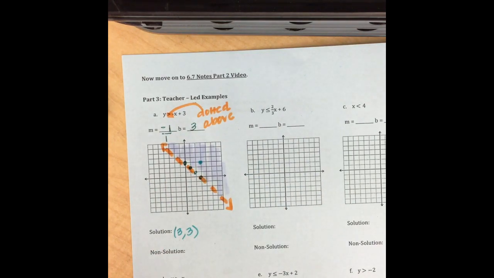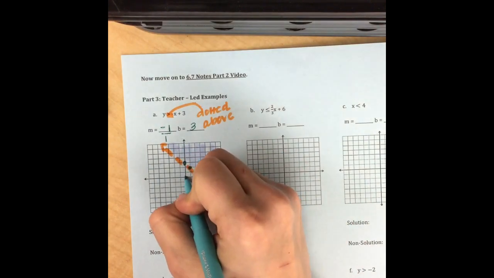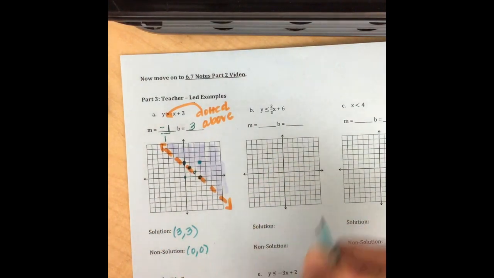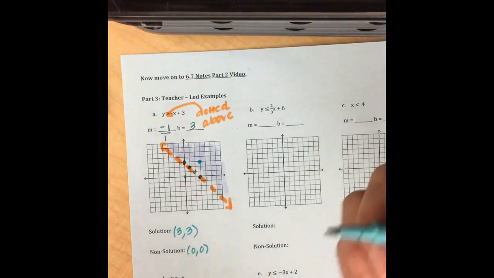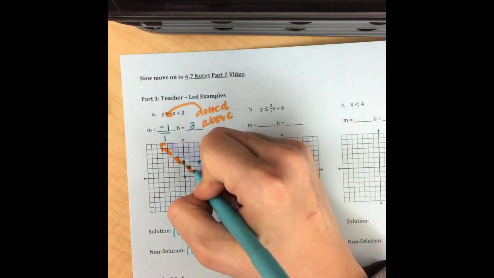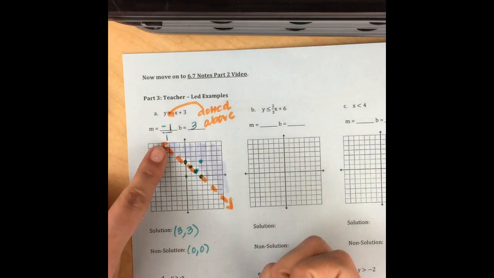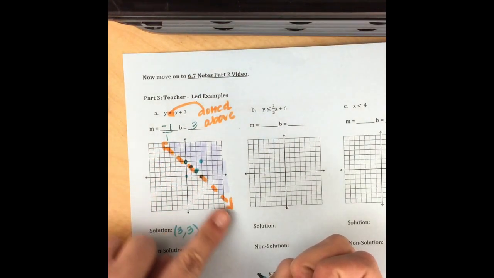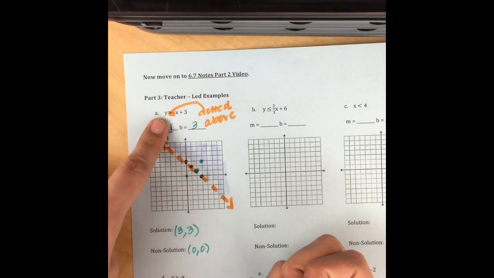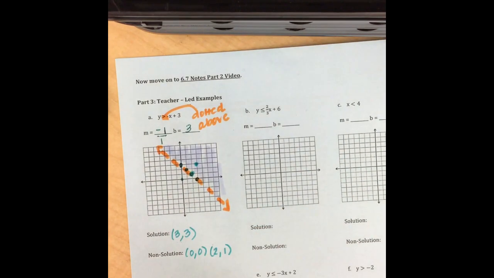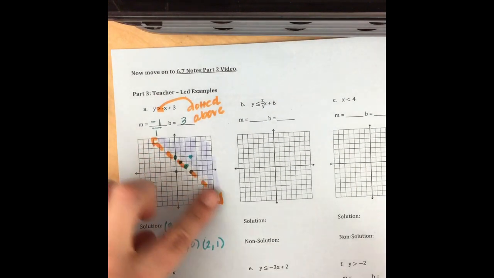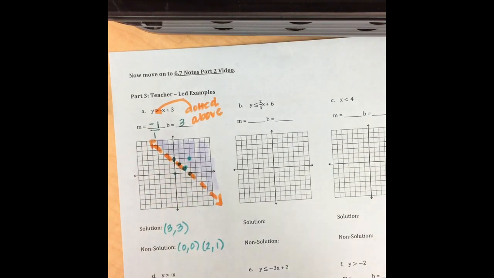A non-solution would be something outside of the shading, so maybe like 0, 0. That's outside of the shading. Another non-solution would be something that's on this line because it's dashed. So for example, this point, maybe right here. That's a non-solution because it is on that dashed line. So if I would sub those numbers in for x and y, it would not be true. So that would be a 2 and a 1. If this was a solid line, then it would be a solution. So just try to keep that in mind and get that straight in your head.